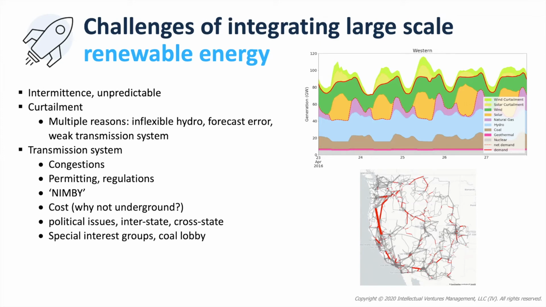On the right-hand side, you see two plots on the top. This is the power output from the different generator types. The red line is the demand, and above the demand is the curtailed power that's basically wasted. In the bottom plot, we can see congested lines on the western part of the network.